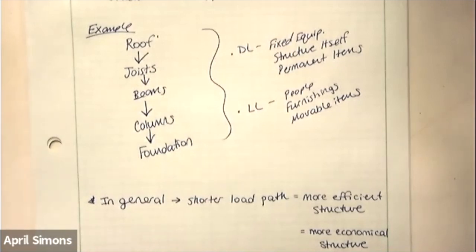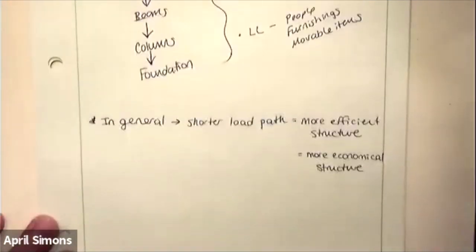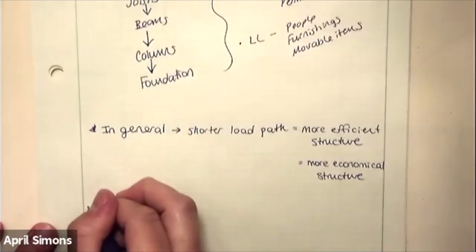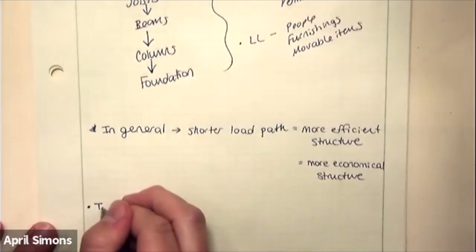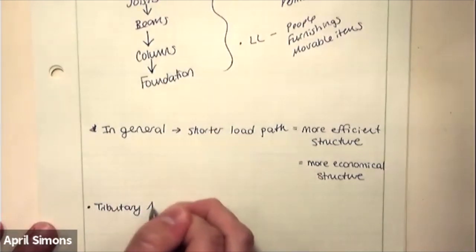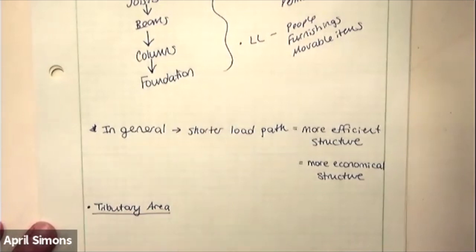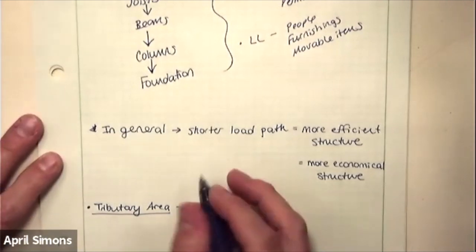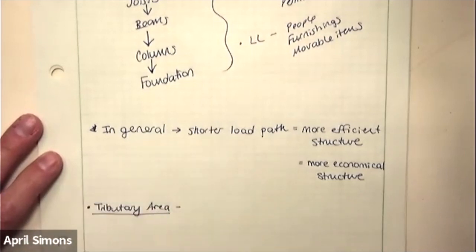When we complete a load tracing problem or exercise, there are some terms that we need to know. Some of these terms may be familiar to you. If they're not, that's okay. We're going to get familiar with them. The first here is what we call tributary area. When we complete a load tracing problem, we need to understand the tributary area as the area that we apply to a particular structural member when we're doing our calculation.